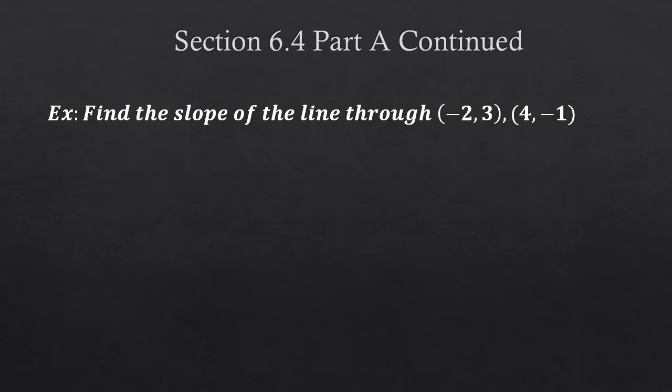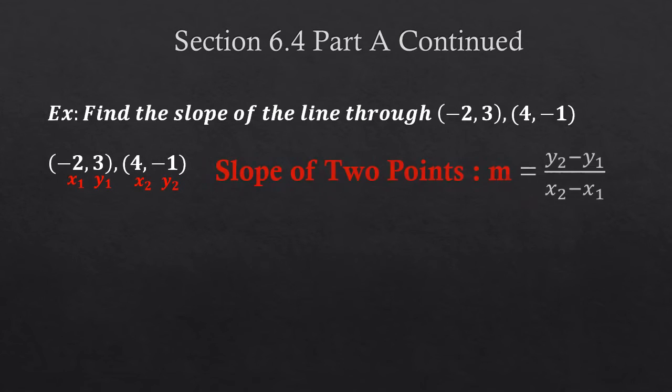Find the slope of the line of the 2 points, (-2, 3) and (4, -1). First thing we need to do is label the points correctly. So the first point will be labeled as x1, y1. The second point will be labeled as x2 and y2. Here is the formula for the slope of 2 points. And we will therefore proceed by plugging in the points where they belong properly in the formula.